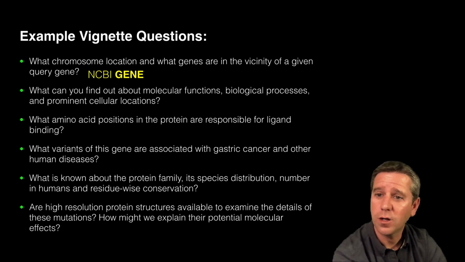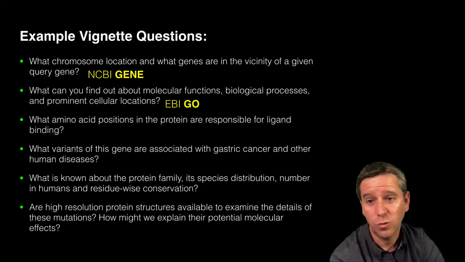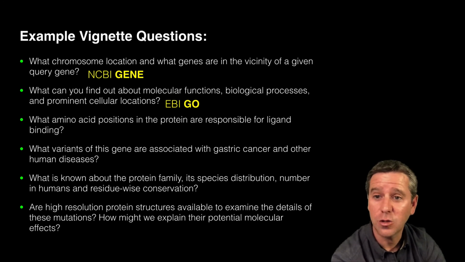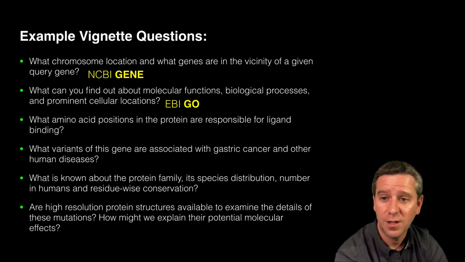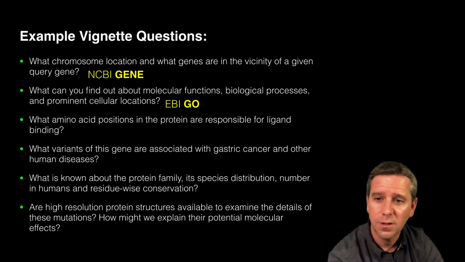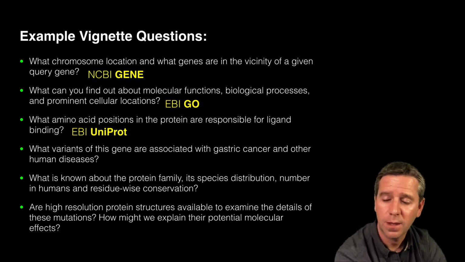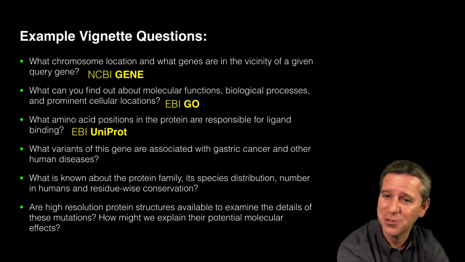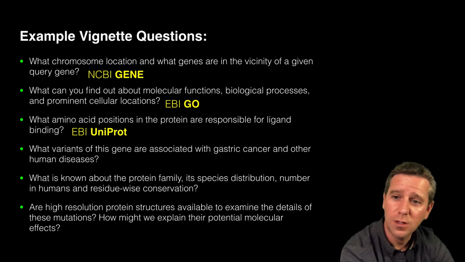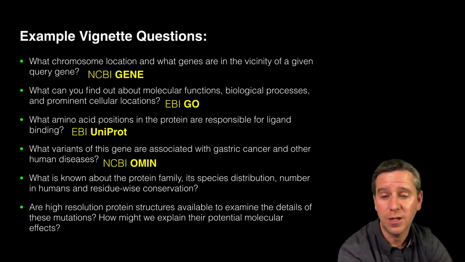The second question here is, what can you find out about the molecular functions, the biological processes, and maybe where it's located? For that, we're going to jump over to Europe and look at the GO database, called the Gene Ontology resource. And then the third thing we're going to try and answer here is, what amino acid positions in the protein are responsible for ligand binding? If this is a ligand binding protein coding gene, we're going to use UniProt, the premier protein database, also over at the EBI. And then the fourth question, what variants of this gene are associated with gastric cancer and other human diseases? We're going to visit that unfortunately named NCBI resource called OMIM, Online Mendelian Inheritance in Man, in this case.